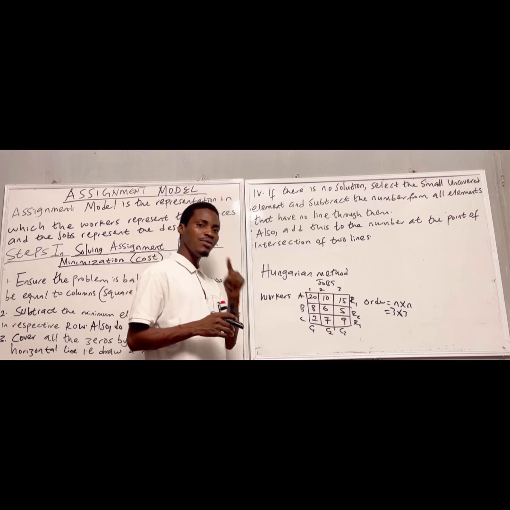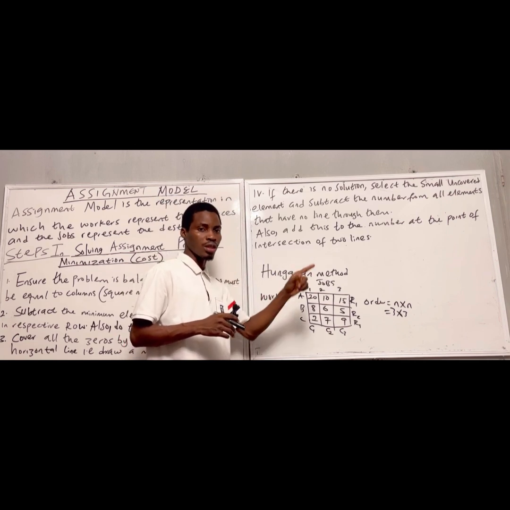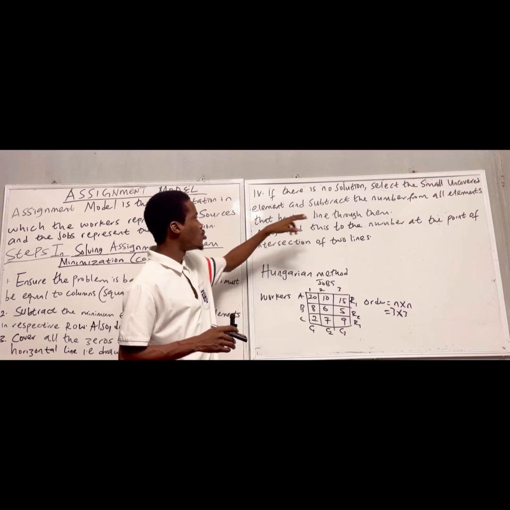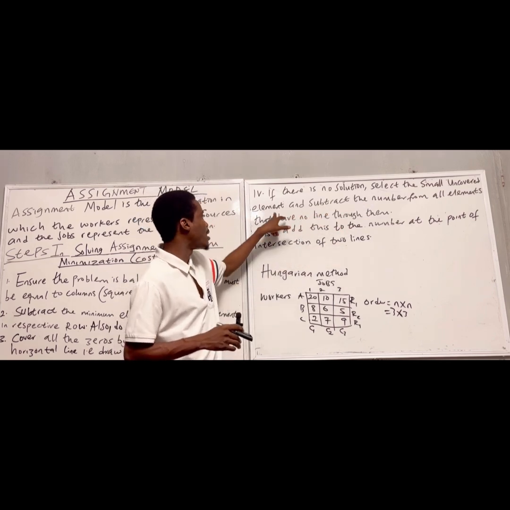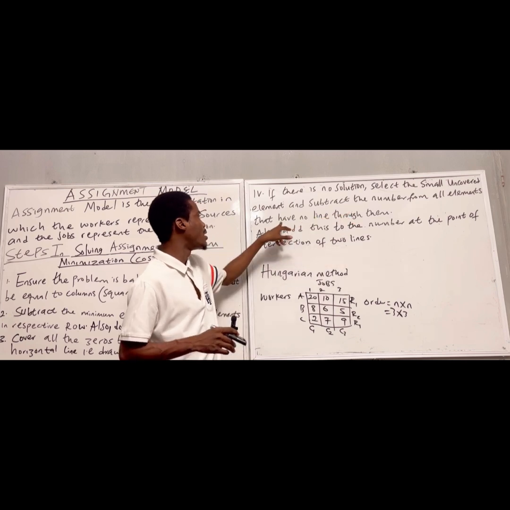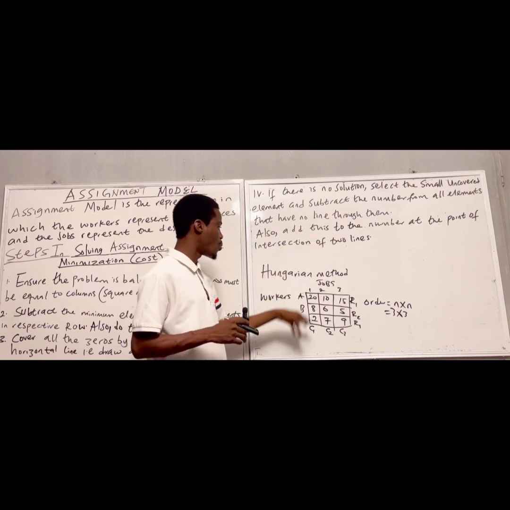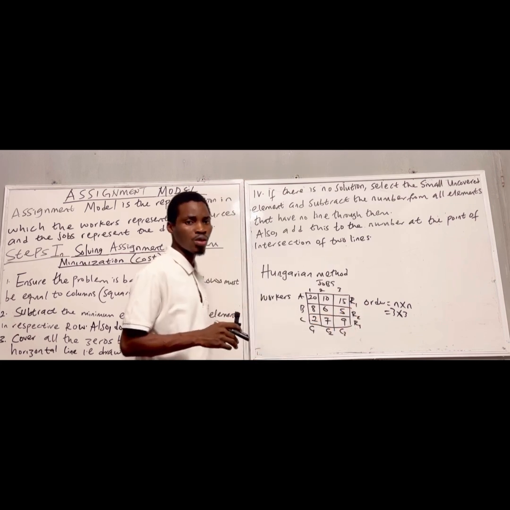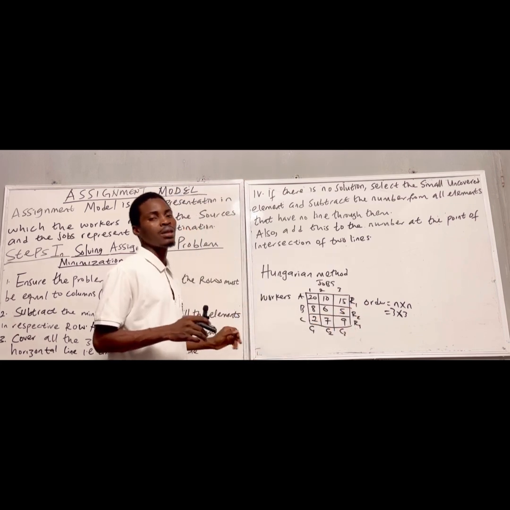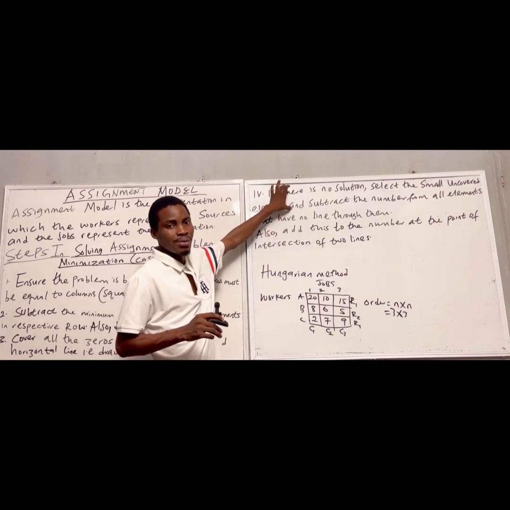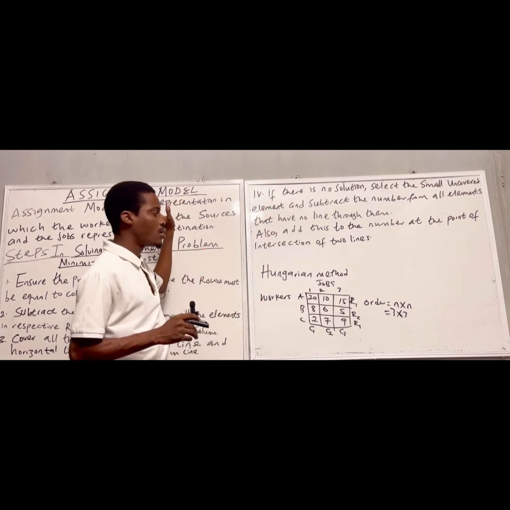And if the lines that you draw are not up to 3, maybe if it is 2, it means what? You have to continue. That is, you select the smallest uncovered element and subtract it from all elements that have a line through them. But if the number of lines that you draw is equal to 3 and the order is 3, it means you have determined the optimal solution and the optimal solution is achieved. So you are not going to consider these steps. You stop from there.